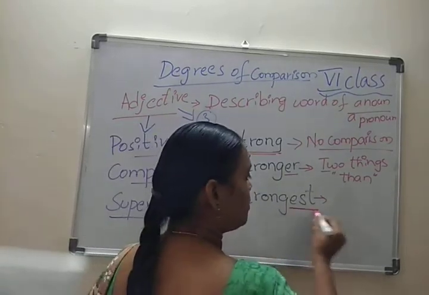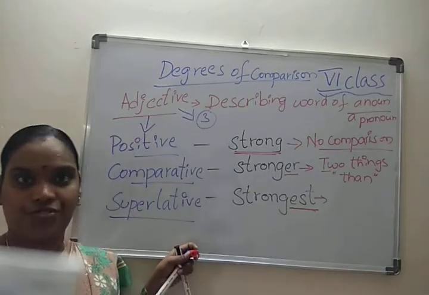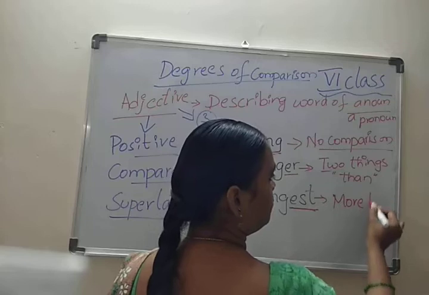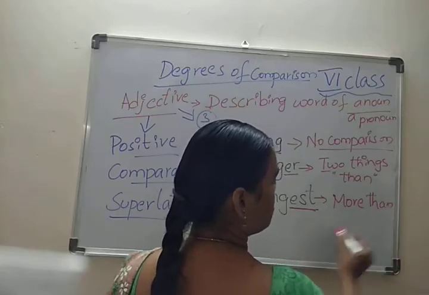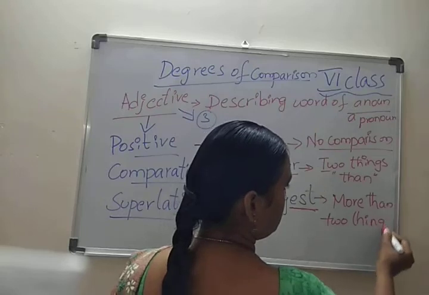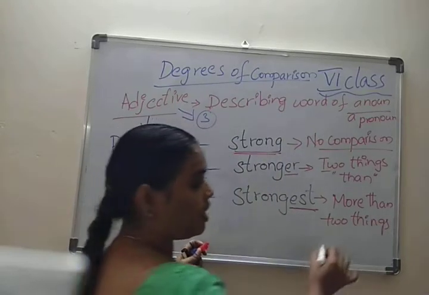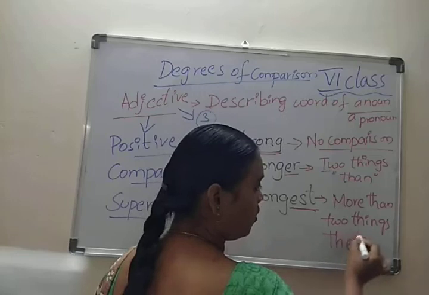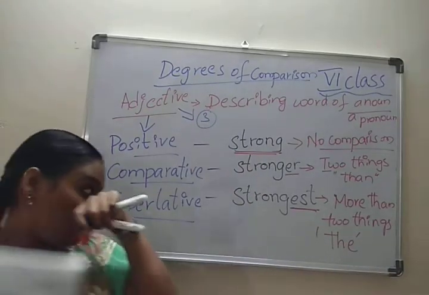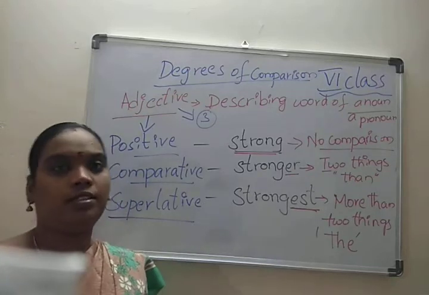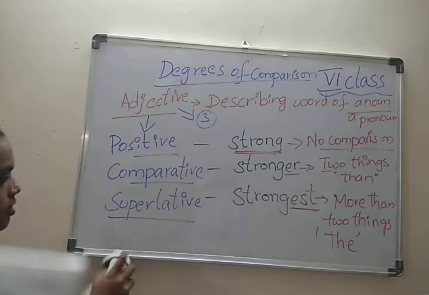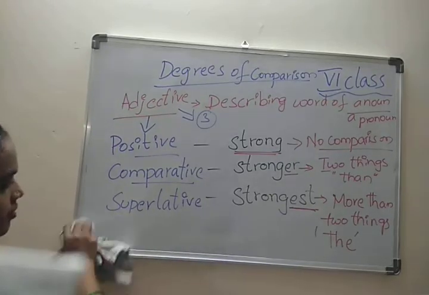And here adding EST means we are comparing more than two things. And with the superlative form, we add the article the. Means, I will write in a sentence, then you can understand. Here itself I am writing.